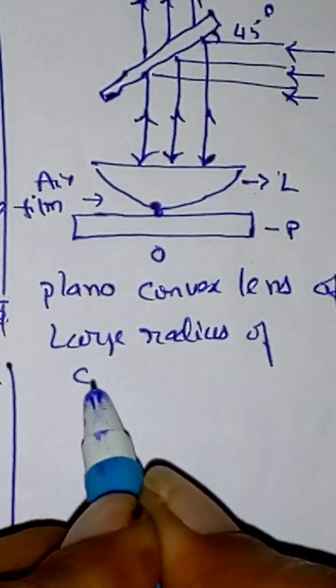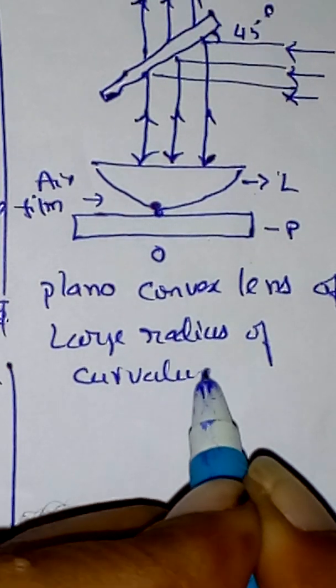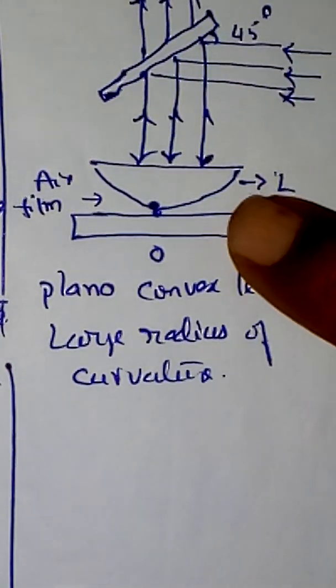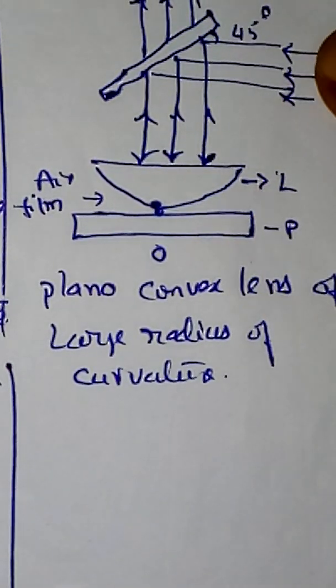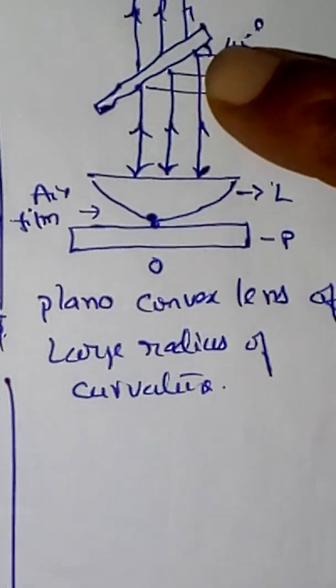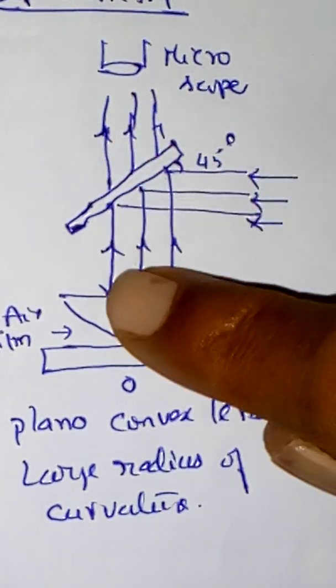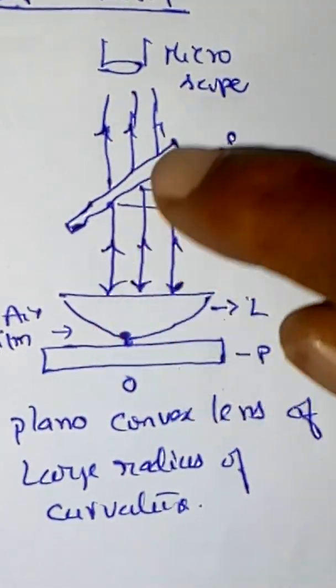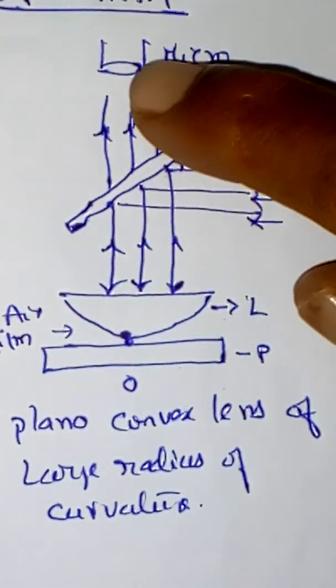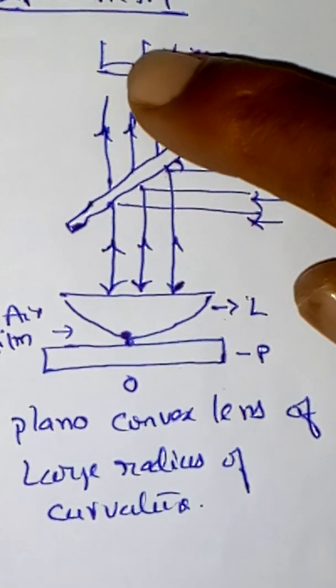Radius of curvature. That is made to be in contact with a plain glass plate. Incident light is made to fall at an angle of 45 degrees to this with the vertical. Then the reflected light is falling on this. The light got reflected back is seen through a microscope where you observe the Newton's rings.